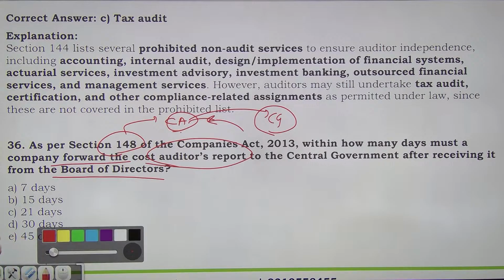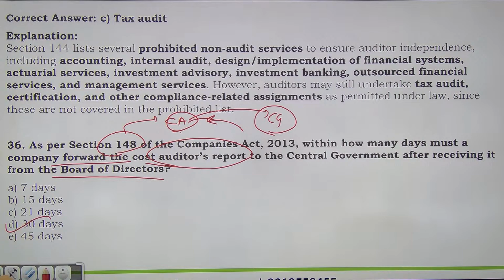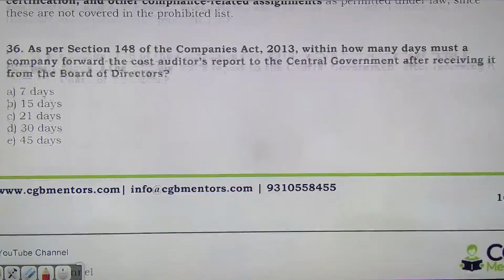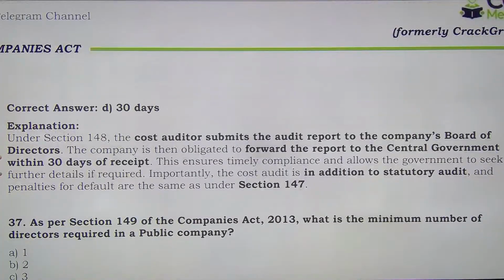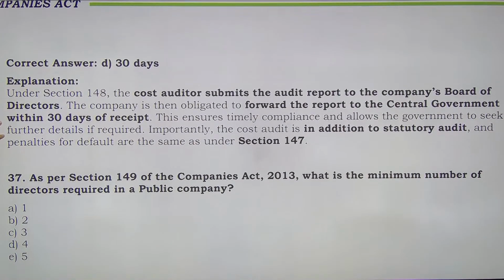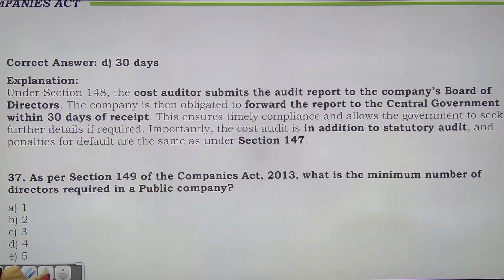So the answer here is 30 days. Okay, in 30 days the report has to be provided to whom? To the CG by the company after receiving it from the cost auditor, the person who has been appointed to audit. Okay, now moving forward to the next point.